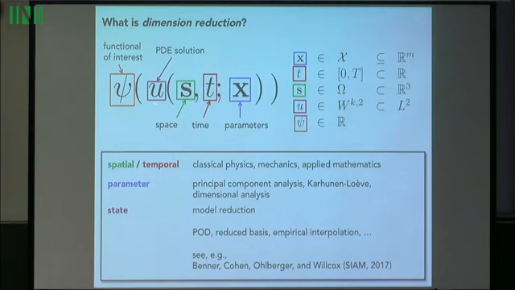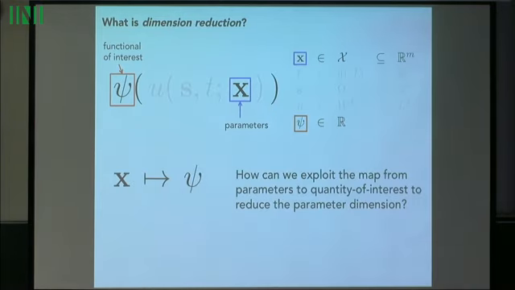If you want to reduce the dimension of your state space, this is the realm of model reduction, things like proper orthogonal decomposition or reduced basis or empirical interpolation. A really nice survey just came out, edited by Peter Benner and Albert Cohen and Mario Ohlberger and Karen Willcox. Ron DeVore has a really nice chapter in it that just came out last year from SciAm.